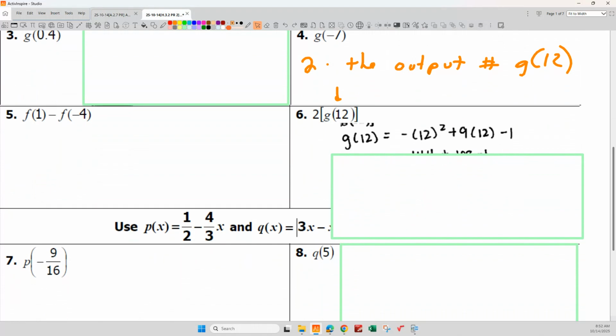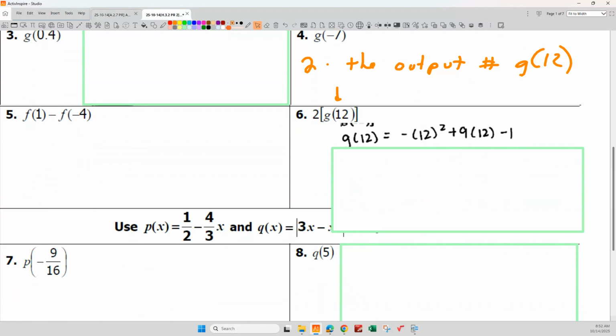What would I do first? Let's assume we're not using Desmos. This is just good practice on simplifying using order of operations. What do I do first here if I'm going to simplify that expression?